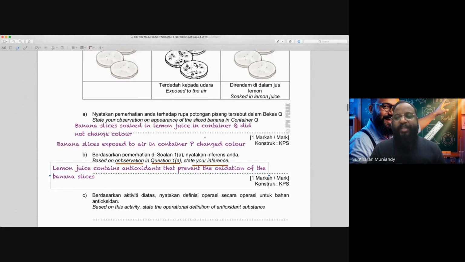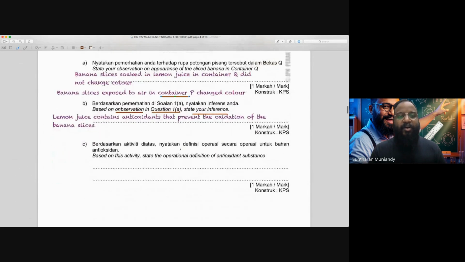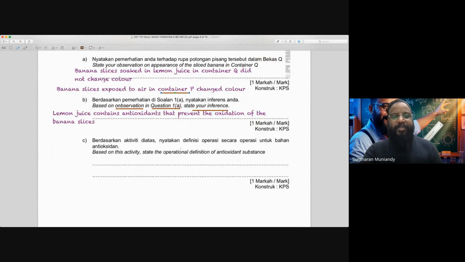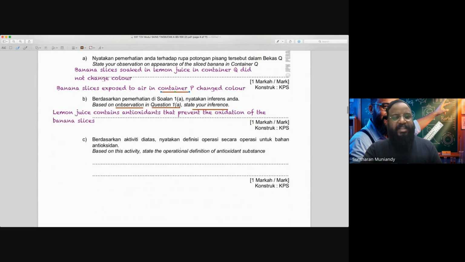So what happens when they ask you inference for container P? So you say, okay, oxygen in the air oxidizes the banana slices, just something like that. Okay, all right, C, what is happening in C? Okay, question is, based on this activity, state the operational definition for antioxidant.